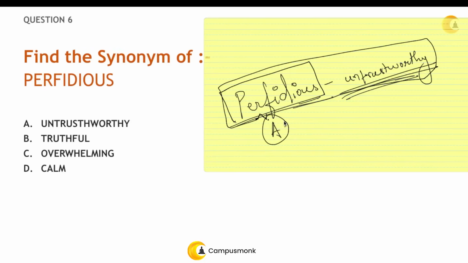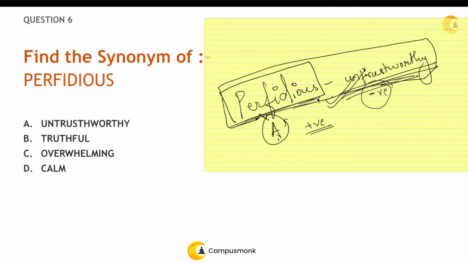Because all the remaining three, that is B, C and D, truthful, overwhelming and calm, are positive in nature, while only one word, untrustworthy, is negative. So it's the odd one out, and by instinct I would have chosen option A. But don't go by this hit and trial method unless you seriously don't know the meaning and there is no negative marking.